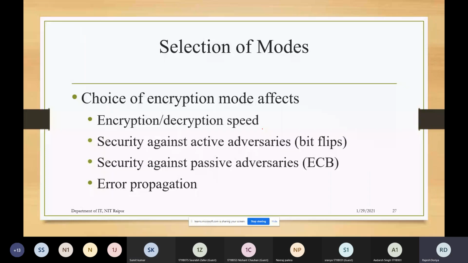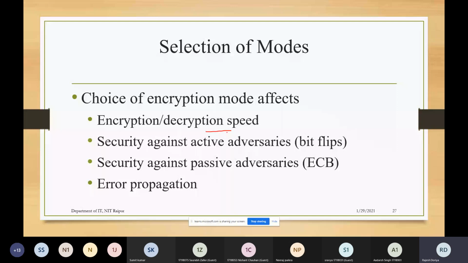So again, the same thing which we have to consider is which mode has to be selected. It depends on whether you are addressing the passive adversary or the active adversary, and what sort of error propagation you can tolerate. So all those things have to be taken into consideration. For example, what is the speed which you want to have? If you want the faster encryption speed, then you have to go for that mode.